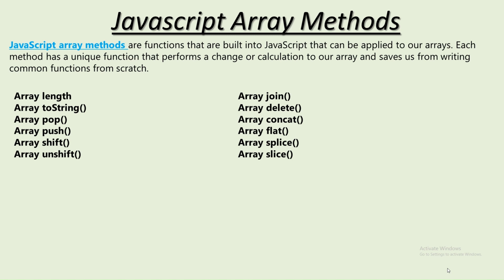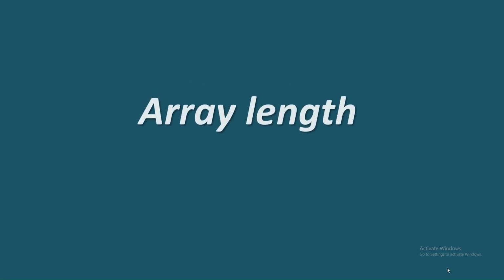For example, array length, array join, array toString, array delete, array pop, array push, array shift, array unshift, array concat, array.flat, array.splice, and array.slice. Let's move ahead with them. So the first one we want to talk about is array length.